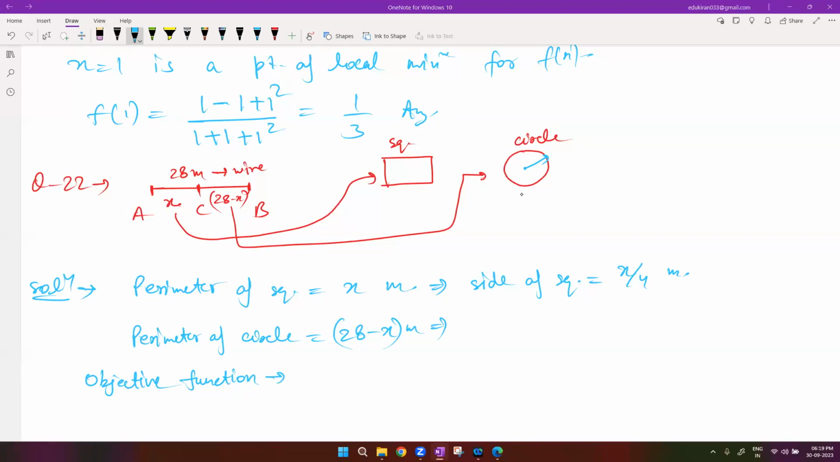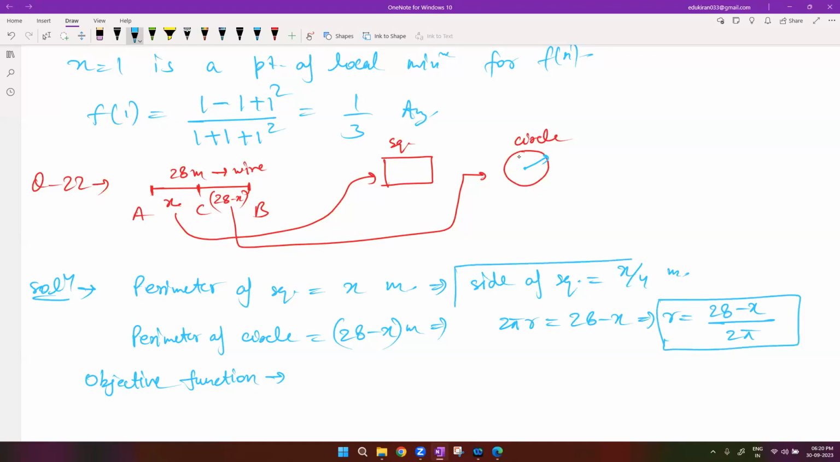Very good. Chavez, Austin, both of you are correct. Good. So the perimeter of the circle is 28 minus x. Now, what is the perimeter of a circle? Circumference, which is 2 pi r. So 2 pi r is equal to 28 minus x. It means that your length of radius is nothing but 28 minus x upon 2 pi.